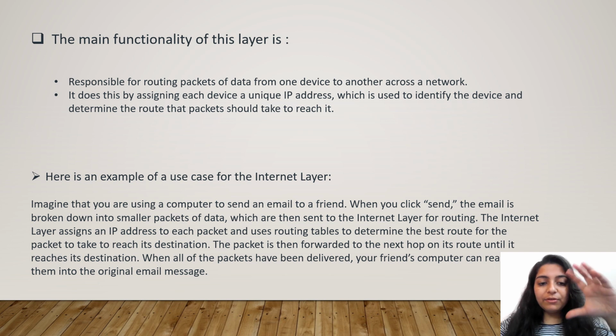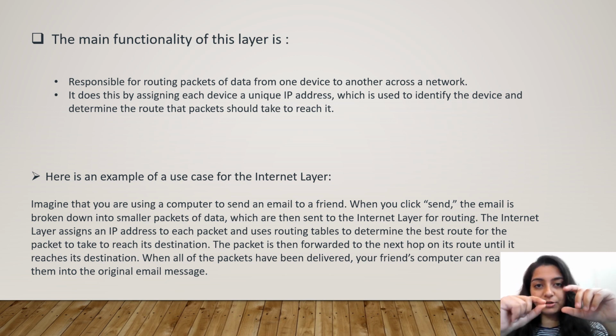In this example we have talked about an email. When you click the send button after typing the email, the email is broken down into smaller packets of data, and then those packets are sent to the internet layer for routing. What does the internet layer do? It assigns an IP address to each packet, the IP address of the source and destination. Then the packet is forwarded to the next hop.